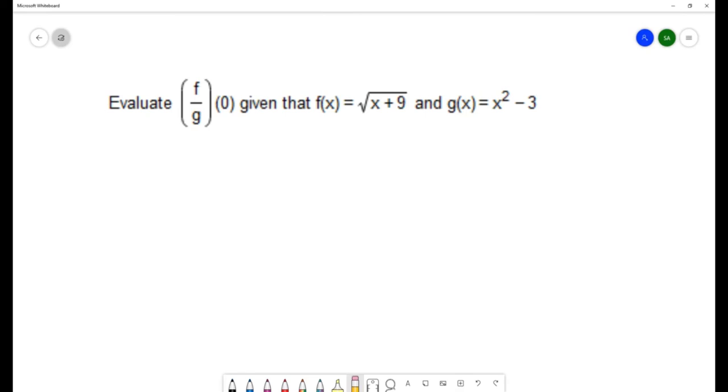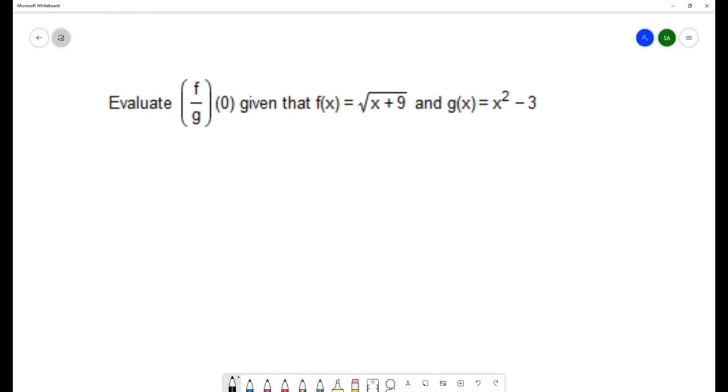On this question, we want to evaluate f over g of 0, given that f of x is equal to the square root of x plus 9, and g of x is equal to x squared minus 3. I have two different approaches that we can take to evaluating this function. So I like to use the phrase build then plug or plug then build, and that describes the two different ways that we're going to do this.